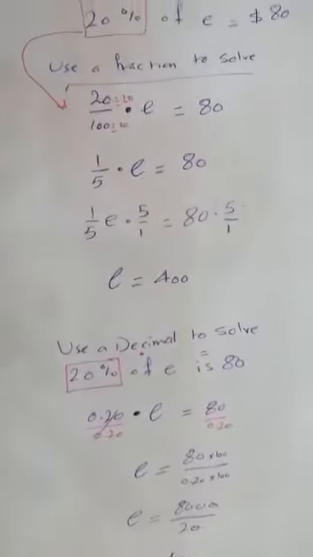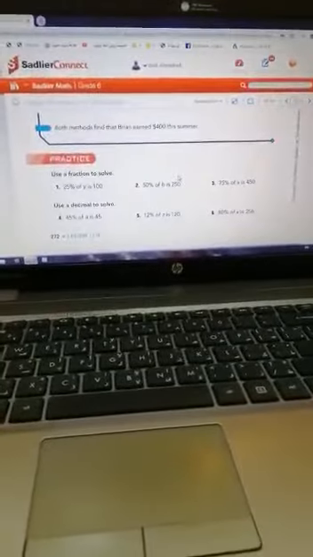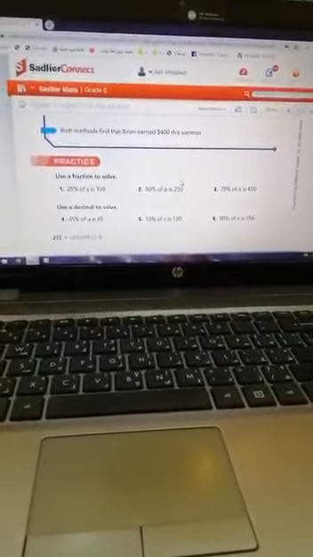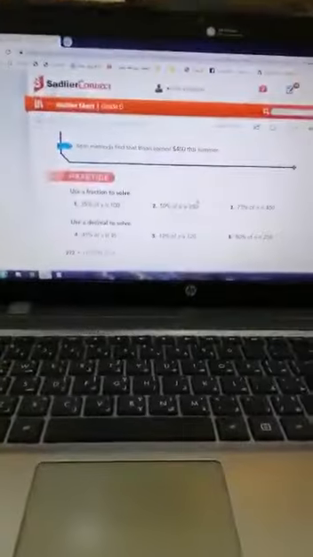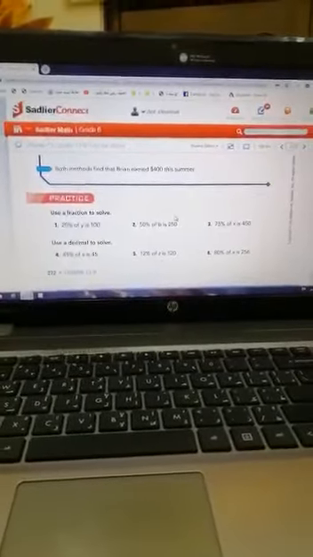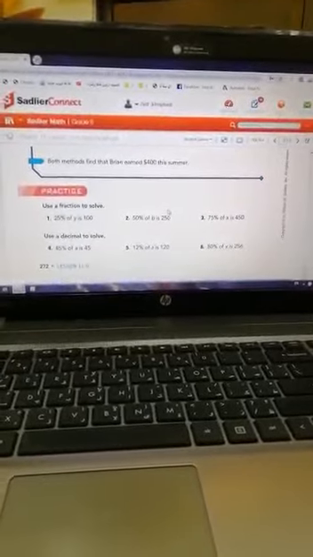Now let us solve some exercises from your book. Use a fraction to solve. That means we want to solve.